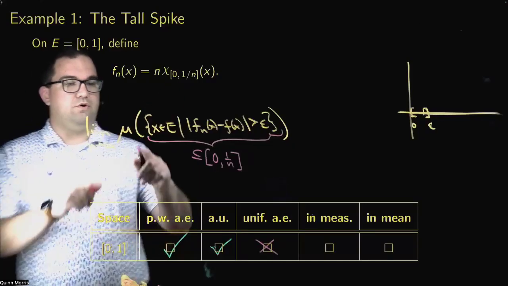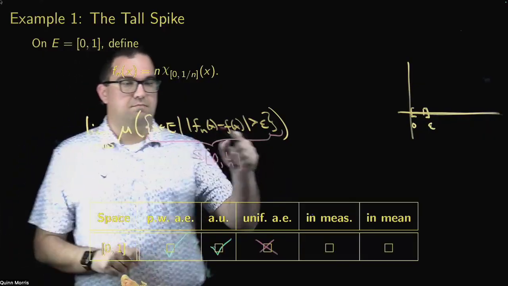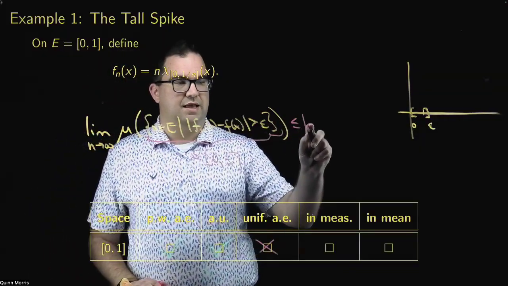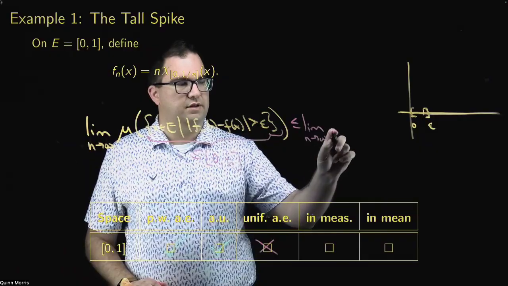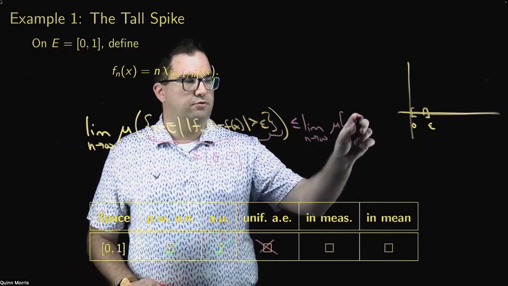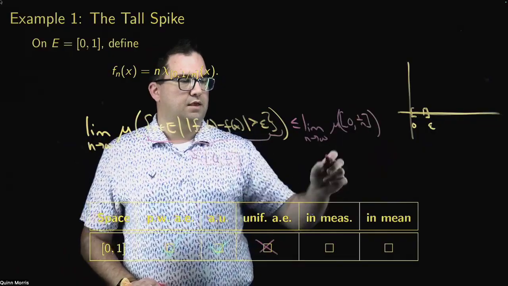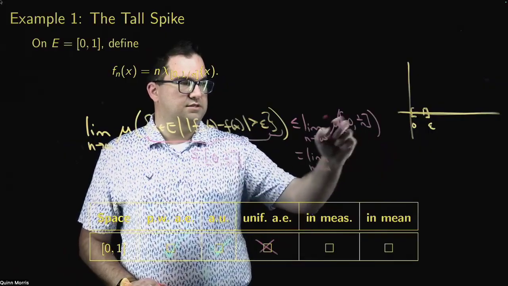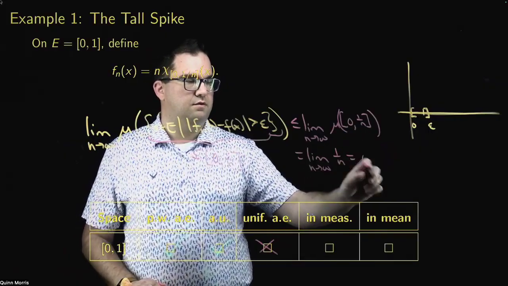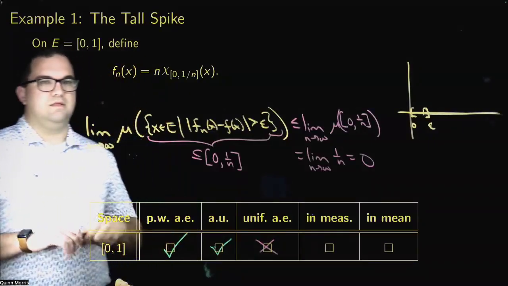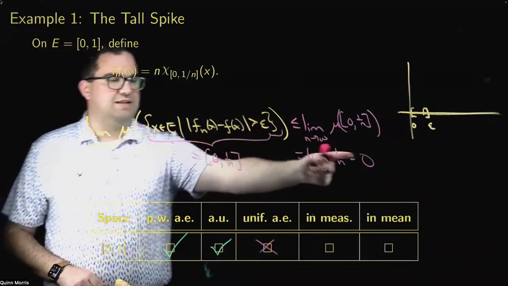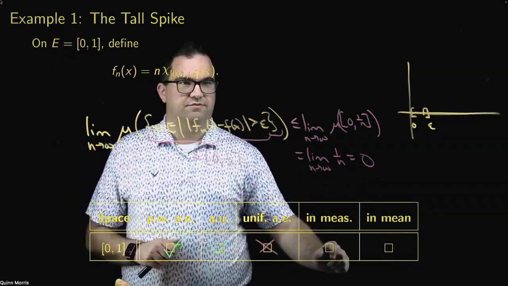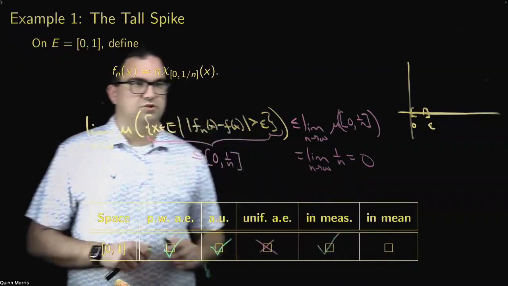Okay. Therefore, the measure of this set must be less than or equal to the measure of this set by monotonicity of the measure. So this is less than or equal to the limit as n goes to infinity of the measure of 0 to 1 over n. Okay. But of course, this is an interval, so its measure is just the length, and that goes to 0. And since the limit as n goes to infinity of the measure of this set is 0, that's exactly what we mean by converges in measure. So this sequence of functions does indeed converge in measure.